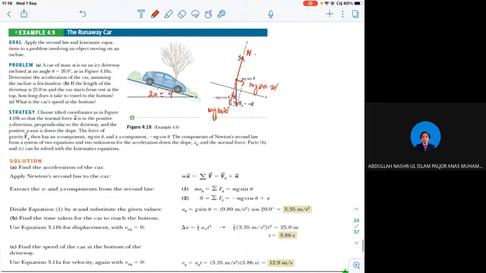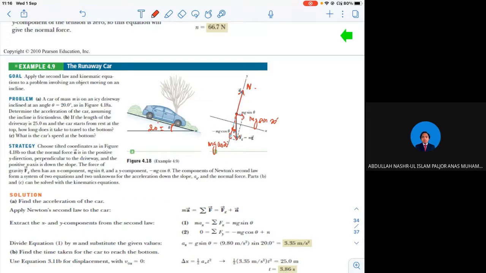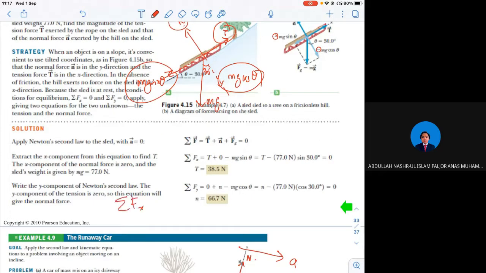The question now is to find the car's acceleration. By our judgment, the acceleration is based on the car. The car is moving along the x-axis that way, so the acceleration is going down. Therefore, we can put it as the summation of Fx equals ma. Just now, we put the summation of Fx equals 0.